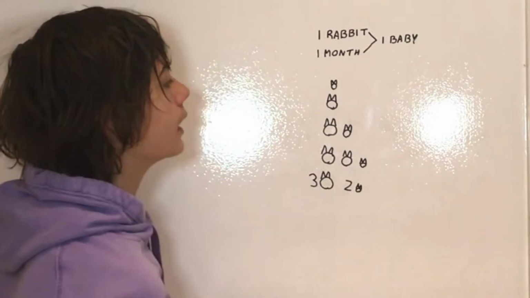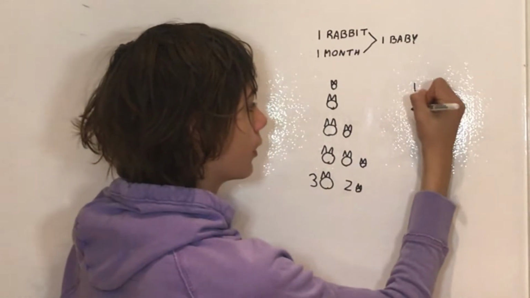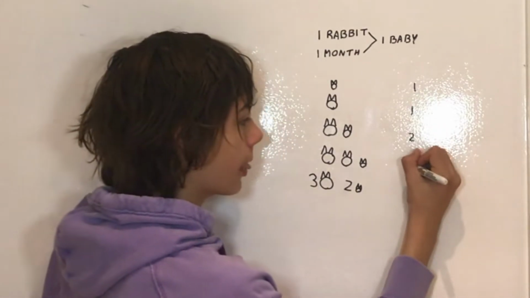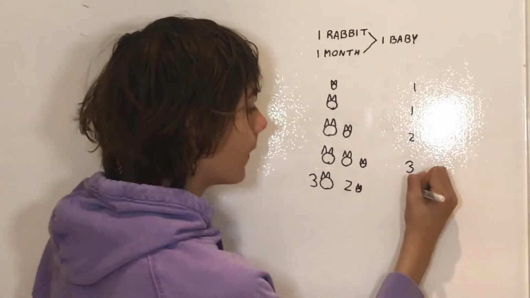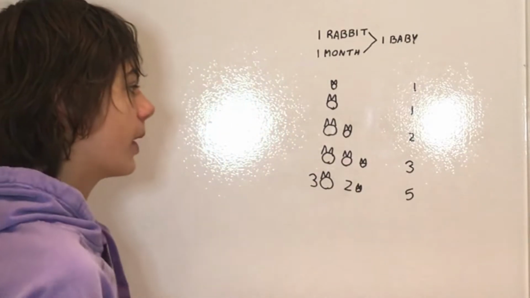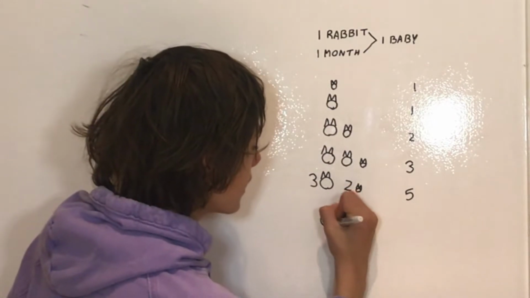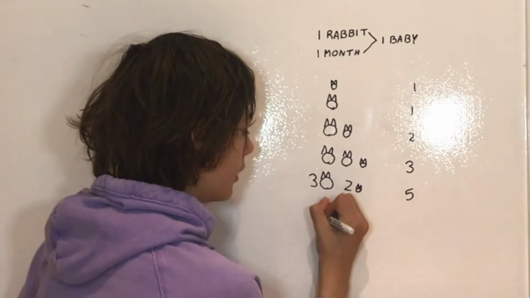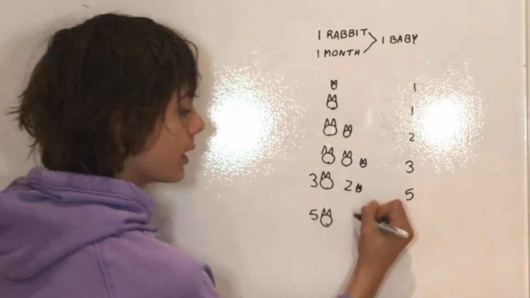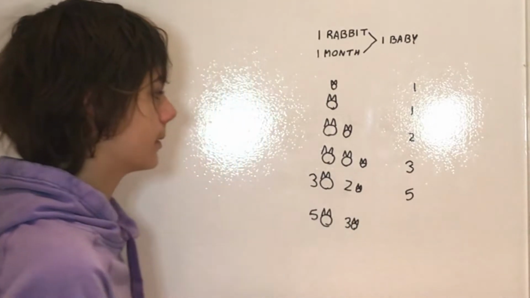Now, if you look at the total of this, you have 1, 1, 2, 3, and 5. Now this looks very familiar, doesn't it? It's the Fibonacci sequence, and we can keep on going on this. The next month, you'd have 5 adult rabbits, because these would grow up and these would stay the same, and then 3 baby rabbits, because these rabbits would have babies.